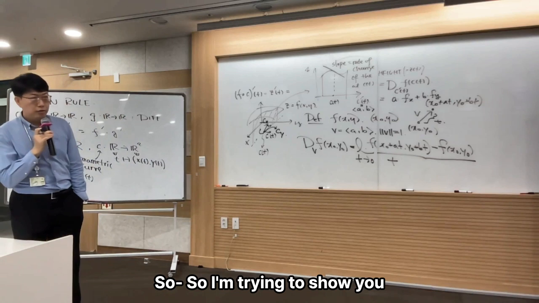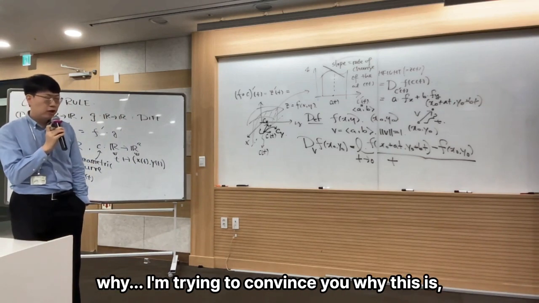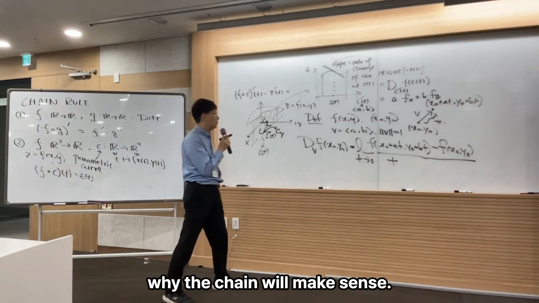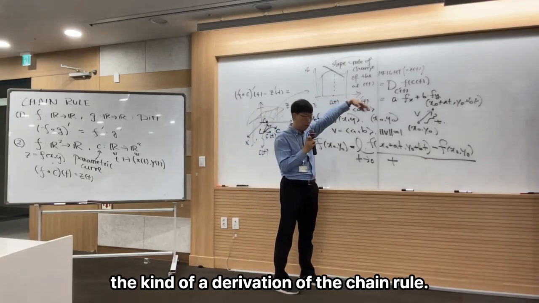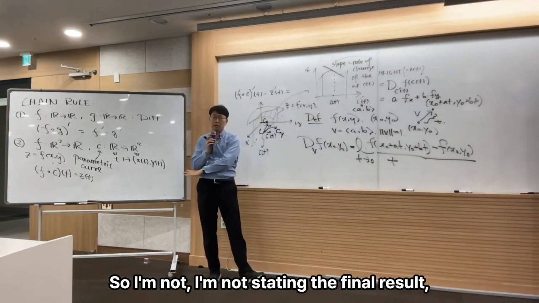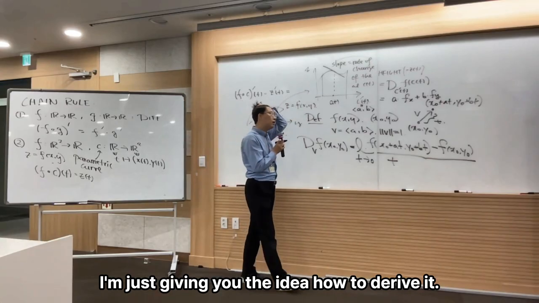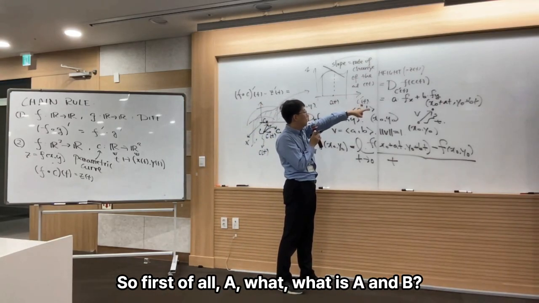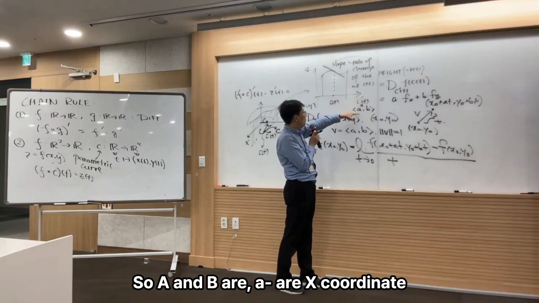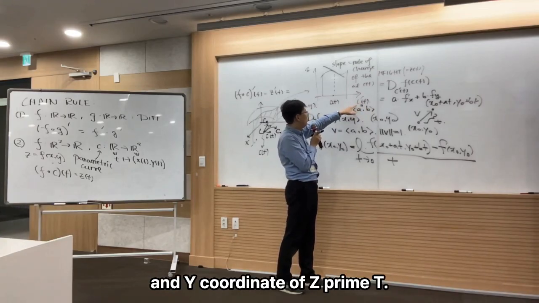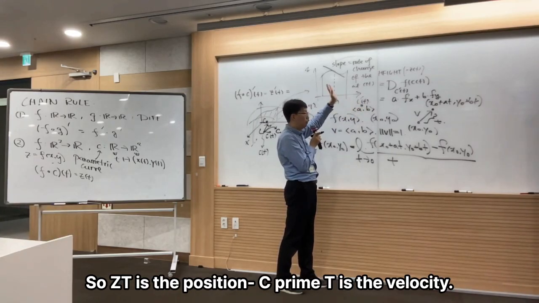I'm trying to convince you why the chain rule makes sense. So I'm just giving you a derivation of the chain rule. I'm not stating the final result, I'm just giving you the idea of how to derive it. So first of all, what are a and b? A and b are the x coordinate and y coordinate of c prime t. So c t is the position, c prime t is the velocity.